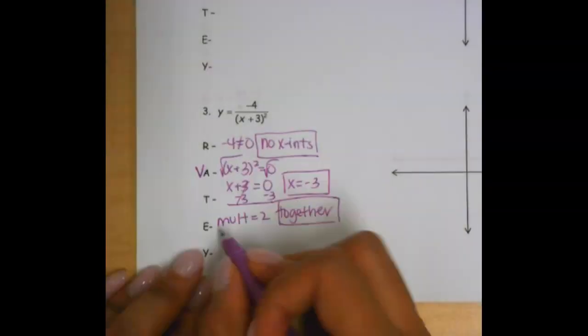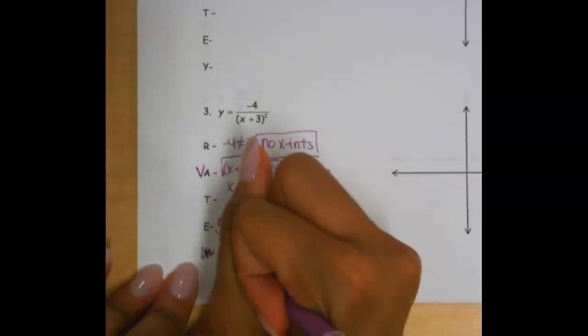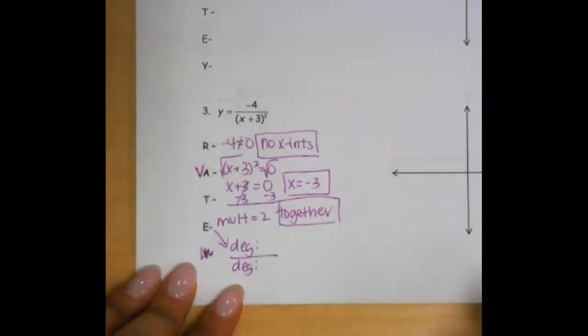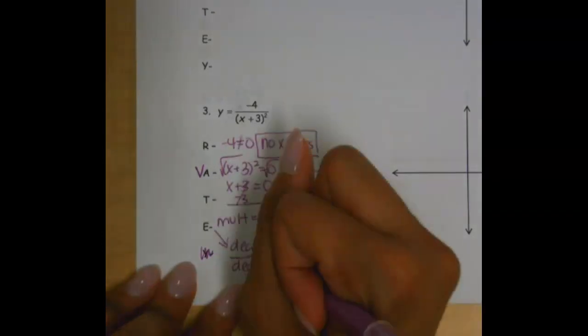So for the end behavior, guys, I'm going to kind of scratch out my Y because I need the extra space. For the end behavior, we're going to look at the degree of our numerator and the degree of your denominator. In your numerator, Chris, what's the degree? 0. And what about the degree for your denominator?